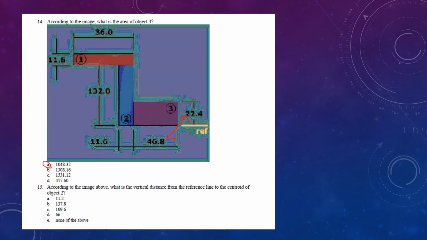What's the vertical distance from the reference line to the centroid of the object? This line right here is the reference line. So what they're saying is, if this is an XY plot, and X goes this way, how far up this object, just object number 2, is the centroid. For a square or rectangular object, it's going to be halfway in between this way and halfway in between this way. All it's asking you for is the vertical part. So all you do is take 132 divided by 2, and your answer is going to be 66.